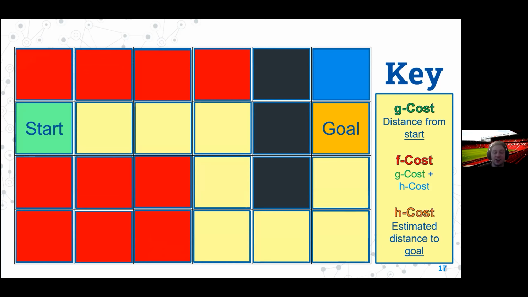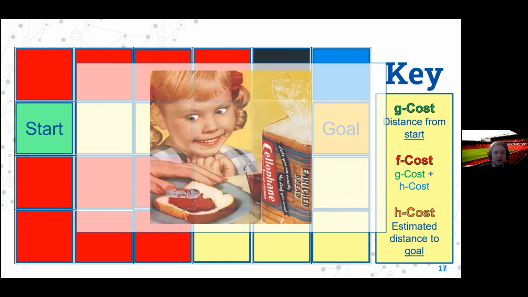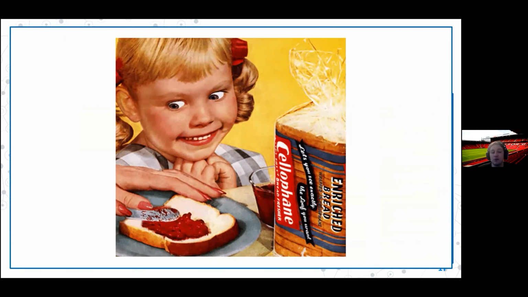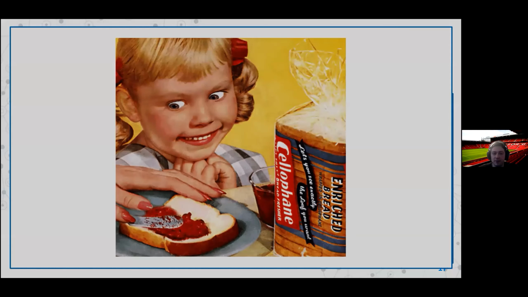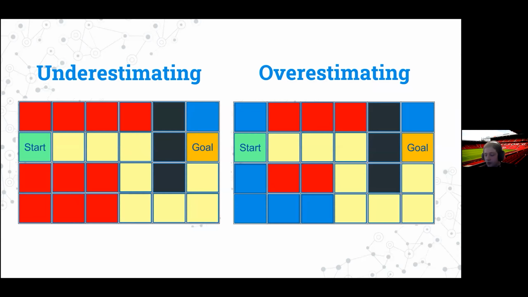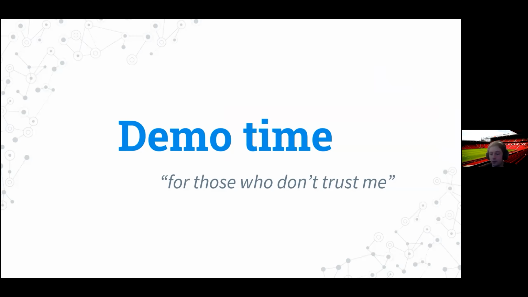But as you can see, with all the red squares that we've checked, using an underestimating algorithm makes our heuristic and our algorithm a very, very hungry girl. So there's a comparison of under and overestimating. Now, for people who don't trust me, let's have a quick look at a demo for this.